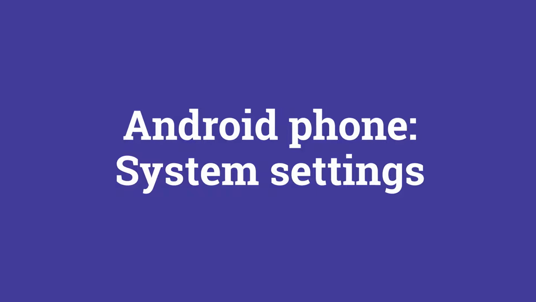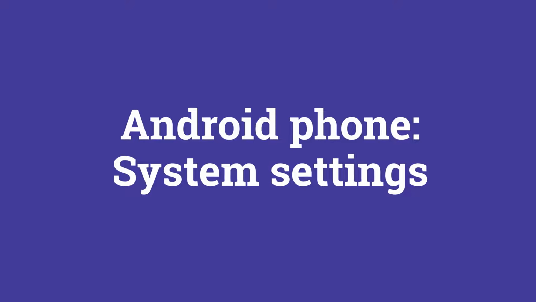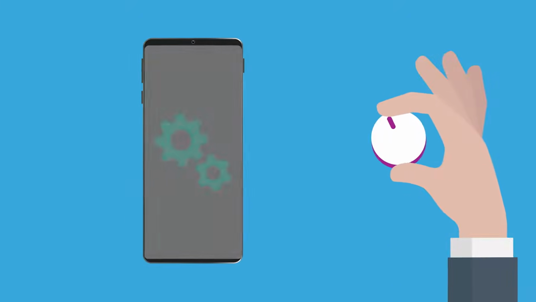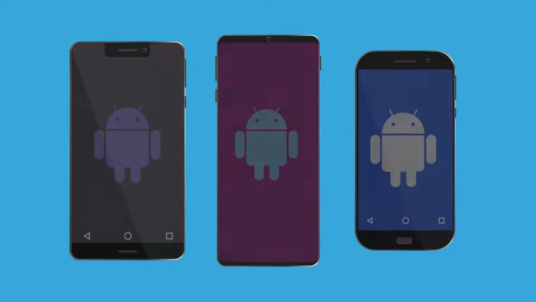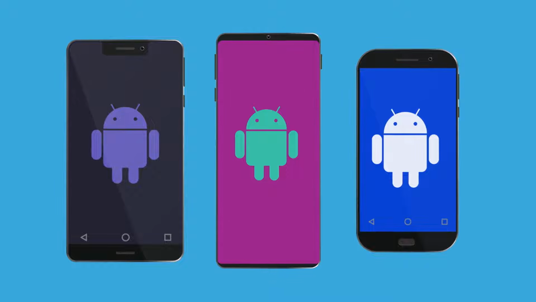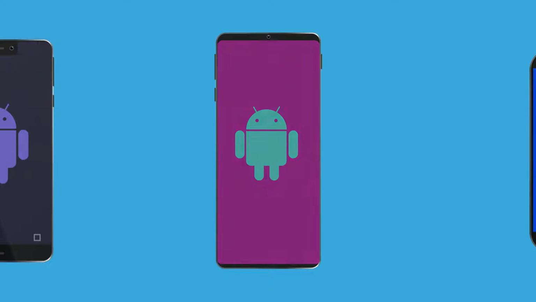Welcome to the Android phone System Settings course. You'll learn how to change some of the settings on your Android phone to make it work just the way you like. There are many types of Android phones. If your Android phone is a different model to the one shown in this demonstration, the steps might be slightly different, but you can still follow along.